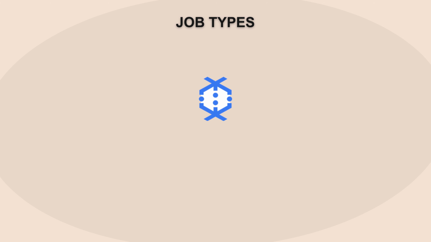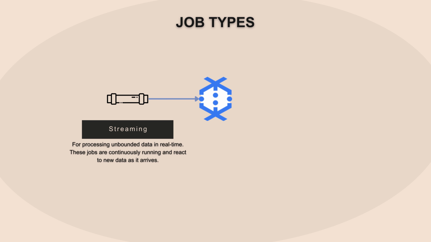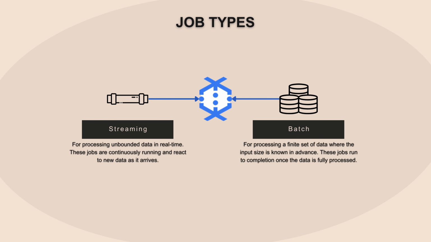There are two primary types of Dataflow jobs. Streaming jobs, for processing unbounded data in real time. These jobs are continuously running and react to new data as it arrives. Batch jobs, for processing a finite set of data where the input size is known in advance. These jobs run to completion once the data is fully processed.